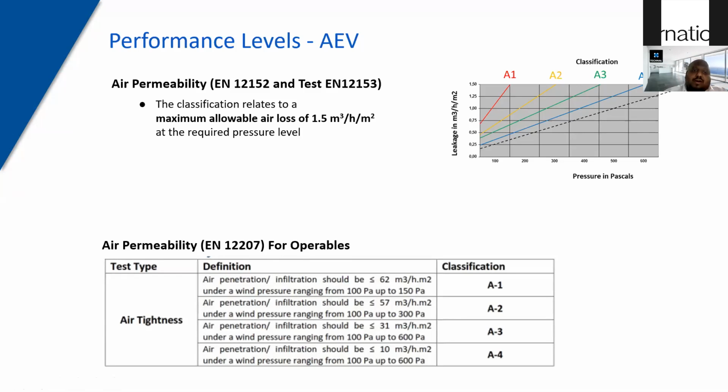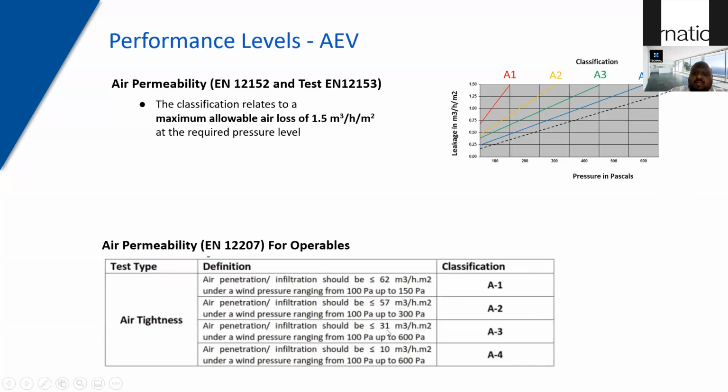So if your air penetration is less than 62 m³ per hour per m² for a wind pressure of 100 to 150 Pascal, you get A1, which is really the basic class you can achieve on any curtain wall. But preferentially A4 is a very good air permeability class to have, which means air infiltration less than 10 m³ per hour per m² and a wind pressure ranging from 100 to 600 Pascal. A4 is generally a good air permeability classification to have, especially for buildings which are air conditioned and mechanically ventilated.